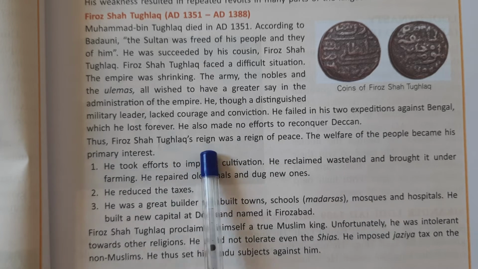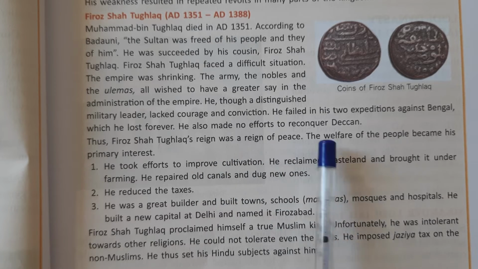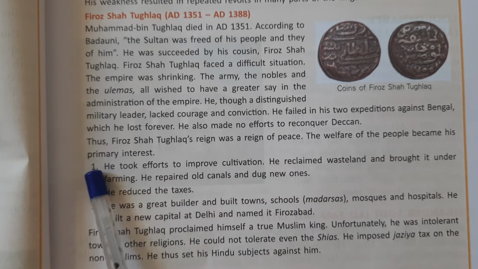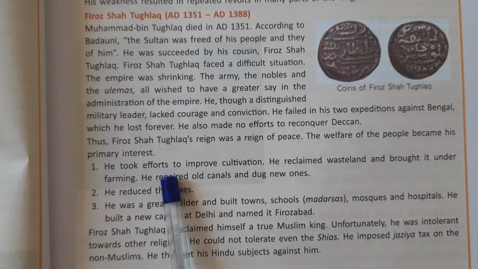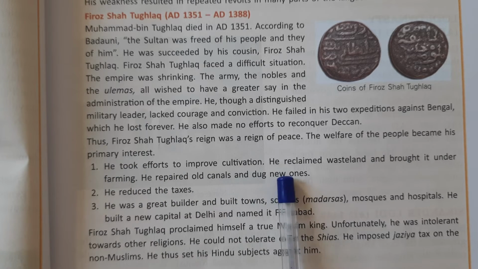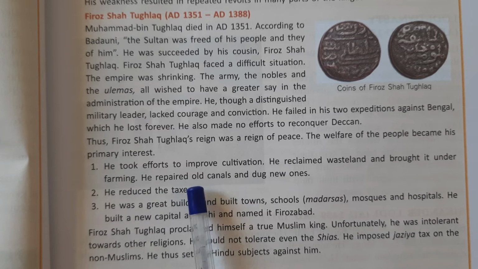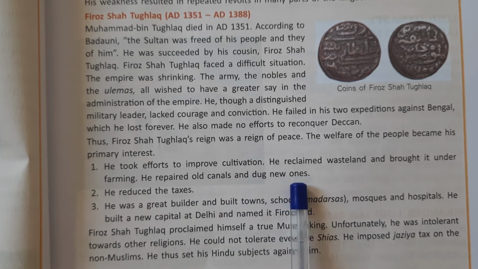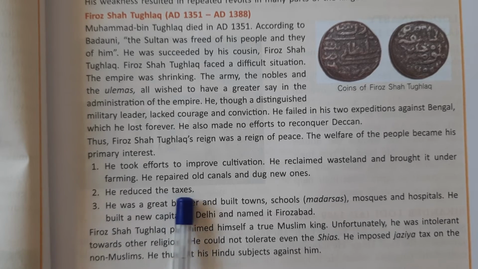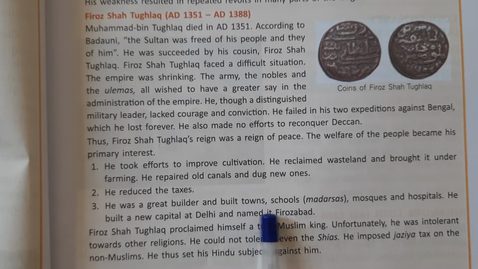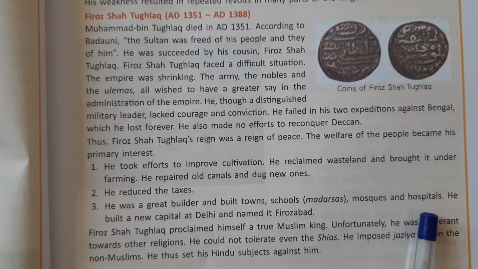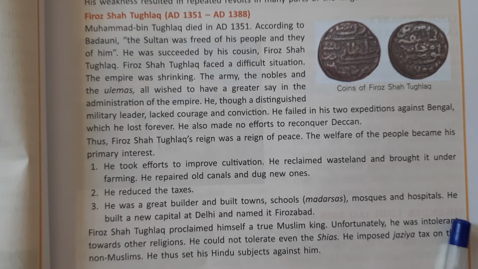Thus, Firoz Shah Tughlaq's reign was a reign of peace. The welfare of the people became his primary interest. He took efforts to improve cultivation. He reclaimed wasteland and brought it under farming. He repaired old canals and dug new ones. He reduced the taxes. He was a great builder and built towns, schools, madrasas, mosques, and hospitals. He built a new capital at Delhi and named it Firozabad.